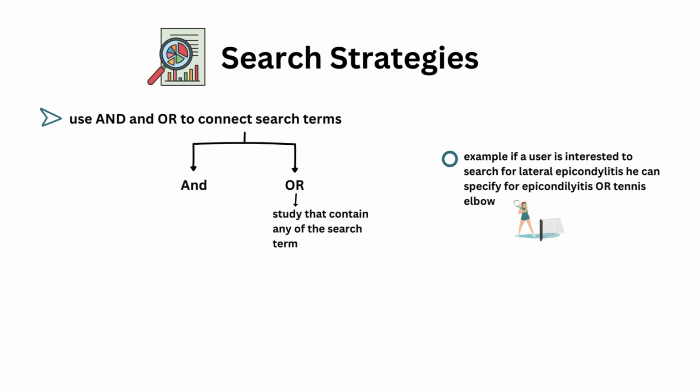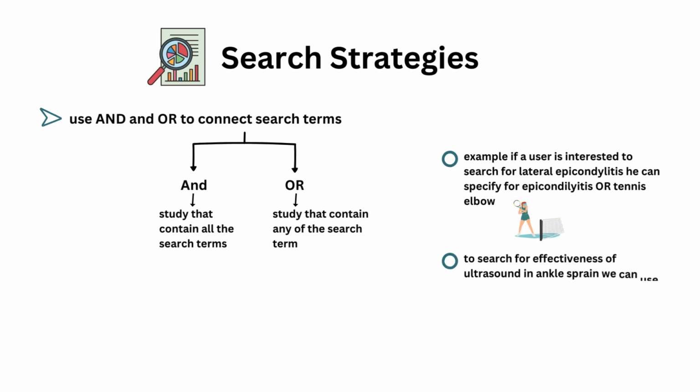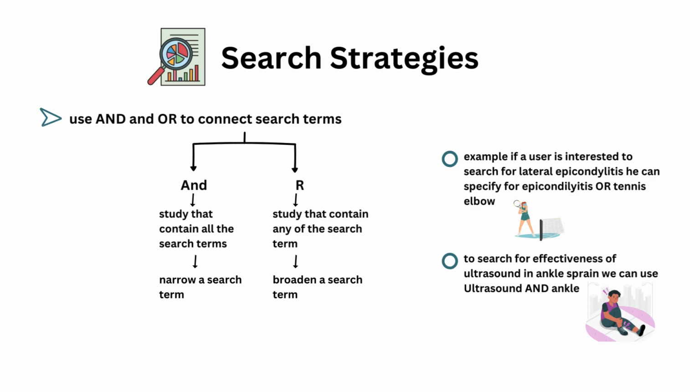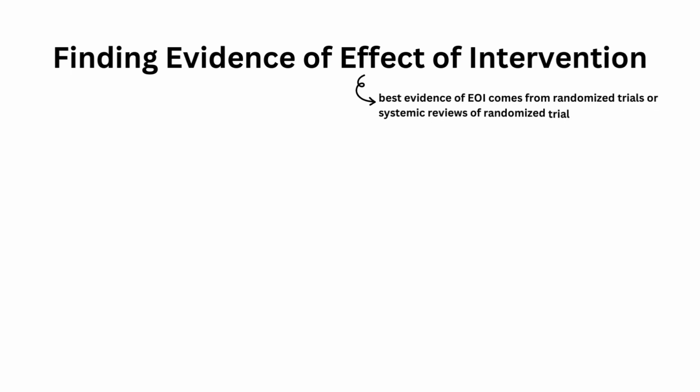AND is used for studies that contain all of the search terms. Example, to search for effectiveness of ultrasound in ankle sprain, we can use ultrasound and ankle sprain. OR helps broaden a search while AND narrows down the search. As discussed in the previous video, we know that the best evidence of effective intervention comes from randomized trials or systematic reviews of randomized trials.